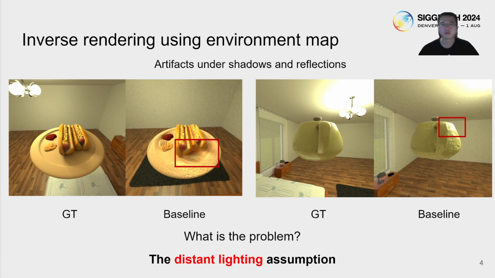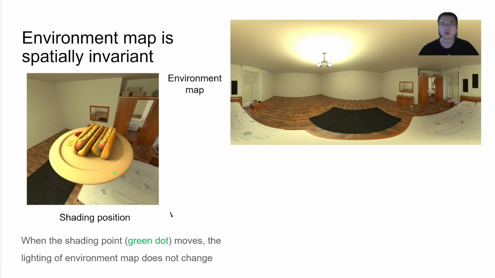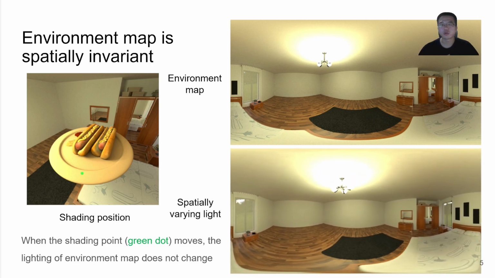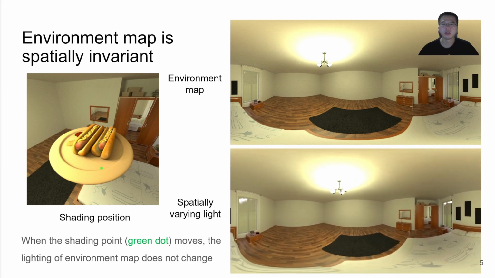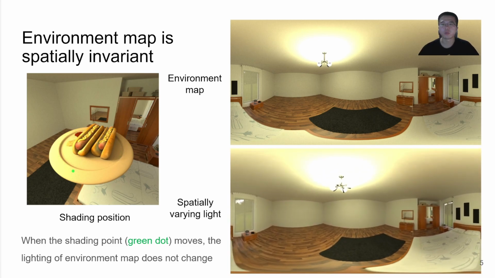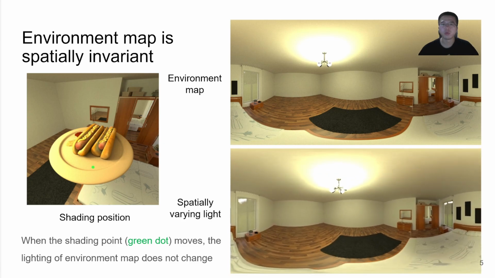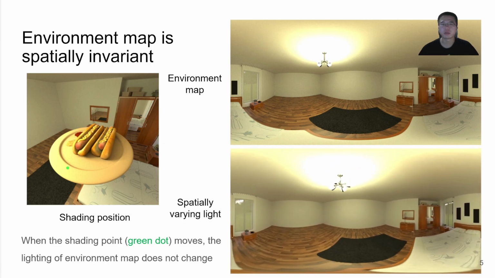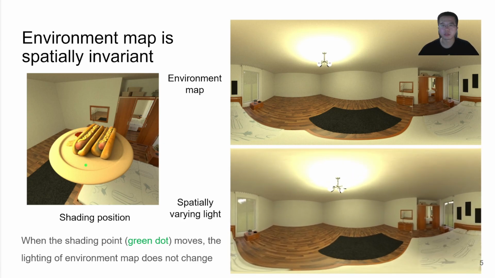So what is the cause of the problem? It turns out to be the distant lighting assumption of the environment map. When using environment maps, the lighting distribution is assumed to be spatially invariant when excluding visibility. When the shading point moves, the lighting of the environment map does not change. However, the lighting in the actual captured scene is not distant. It shows strong parallax effects like the one below. Therefore, we need a lighting representation that can model spatially varying incoming radiance.